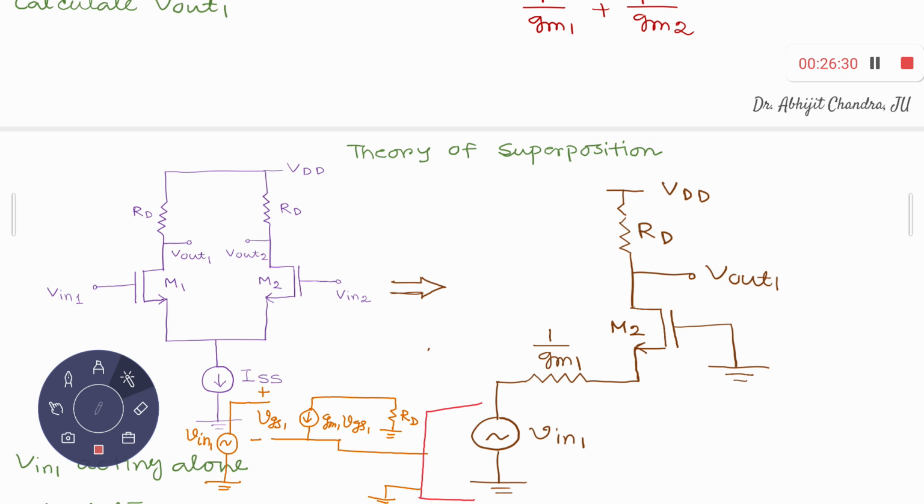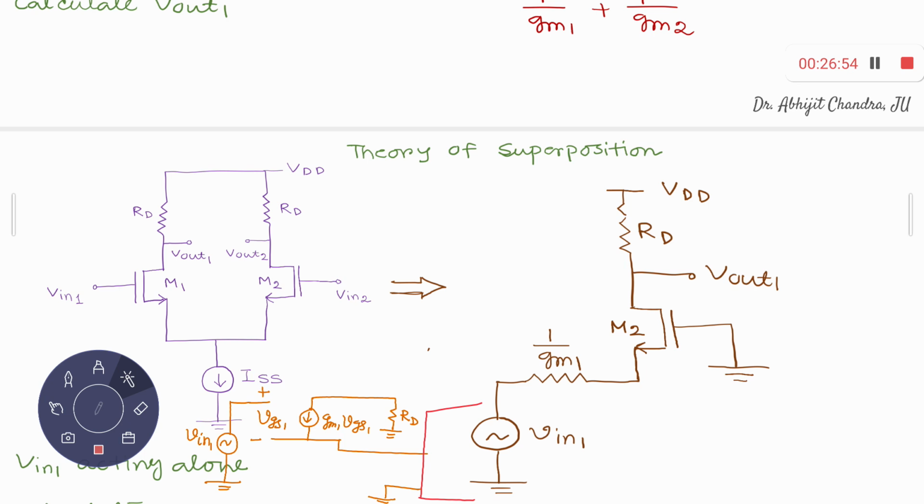So what I find, I am having this VGS1 between gate and source 1, this gm1 VGS1, the voltage dependent current source between the drain and the source of MOS 1, and you have this resistance RD which is connected between the drain and the AC ground. So what is your V in 1? V in 1 is equal to VGS1 plus this voltage.